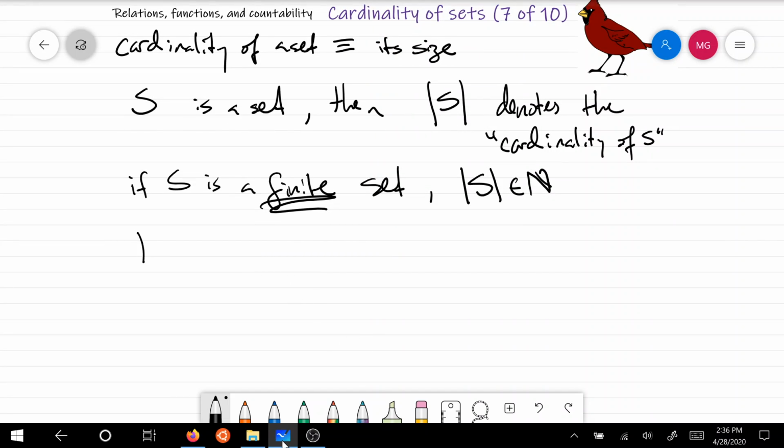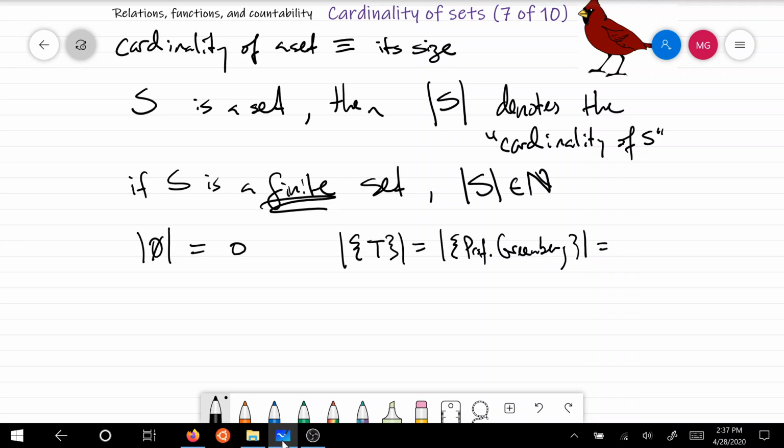So, the cardinality of the empty set is equal to 0. The cardinality of the set containing true is equal to the cardinality of the set containing Prof. Greenberg, is equal to the cardinality of the set containing Pomona College, is 1. The cardinality of the set bool, that is to say the cardinality of the set true, false, is equal to 2.